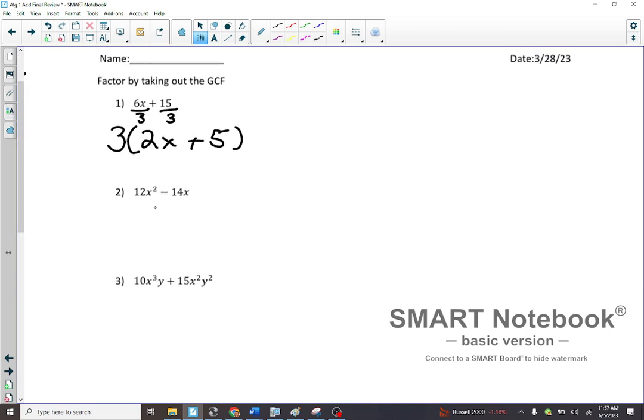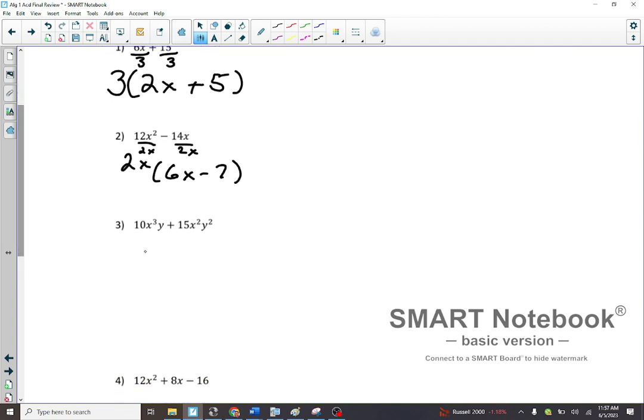Next one, 12x squared minus 14x. I'm going to take out what's in common. The best thing I could take out is a 2 and an x, which means I'm going to divide both of these by 2x. So 12 divided by 2 is 6x, and 14 divided by 2 is 7.